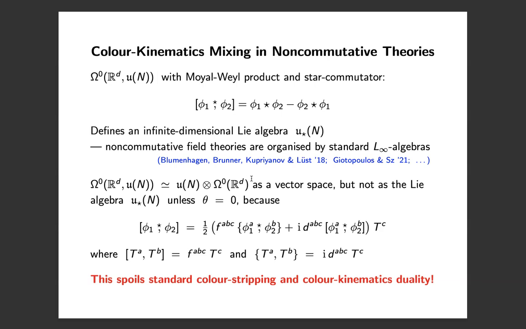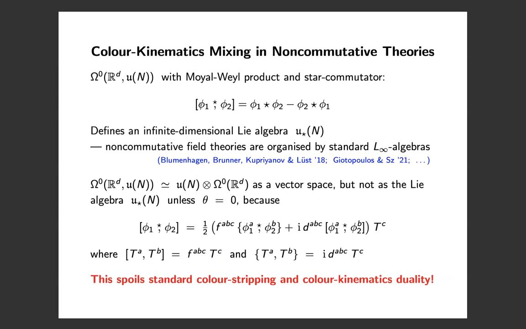Now, if you were in the commutative situation, you would know that this Lie algebra of u(n)-valued fields on R^D also factorizes into a product of the usual u(n) Lie algebra with the commutative associative algebra of functions on R^D. So that would hold at an algebraic level. But this does not hold in the non-commutative case. As a Lie algebra, u_*(n) does not factorize like this unless theta is 0. And that's just from an elementary calculation.